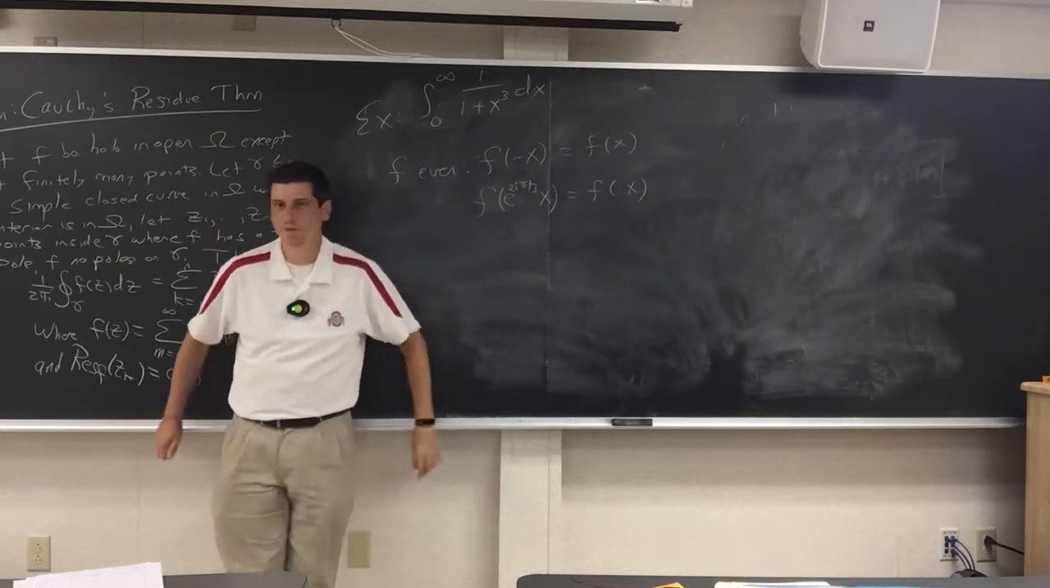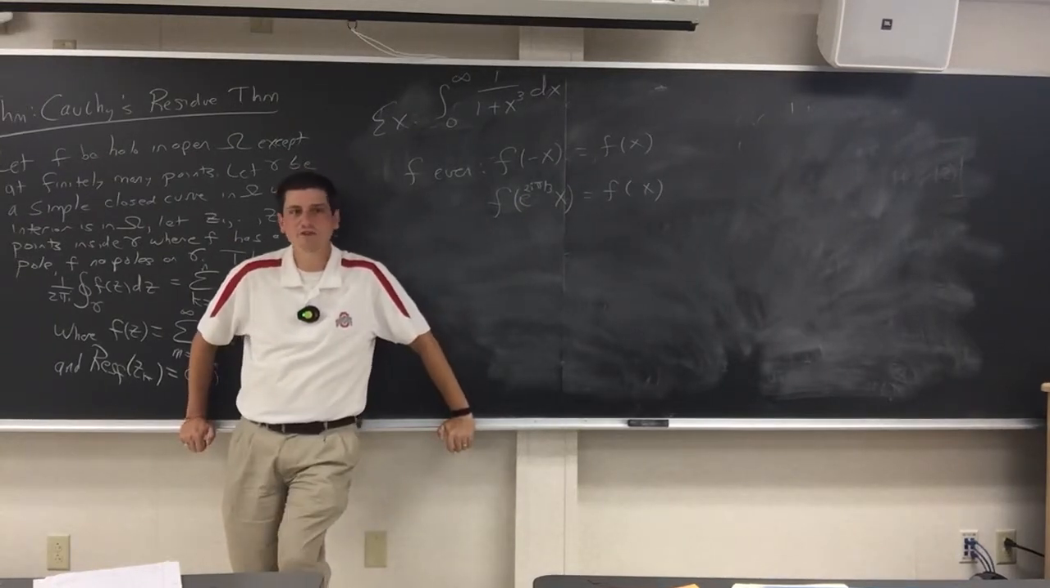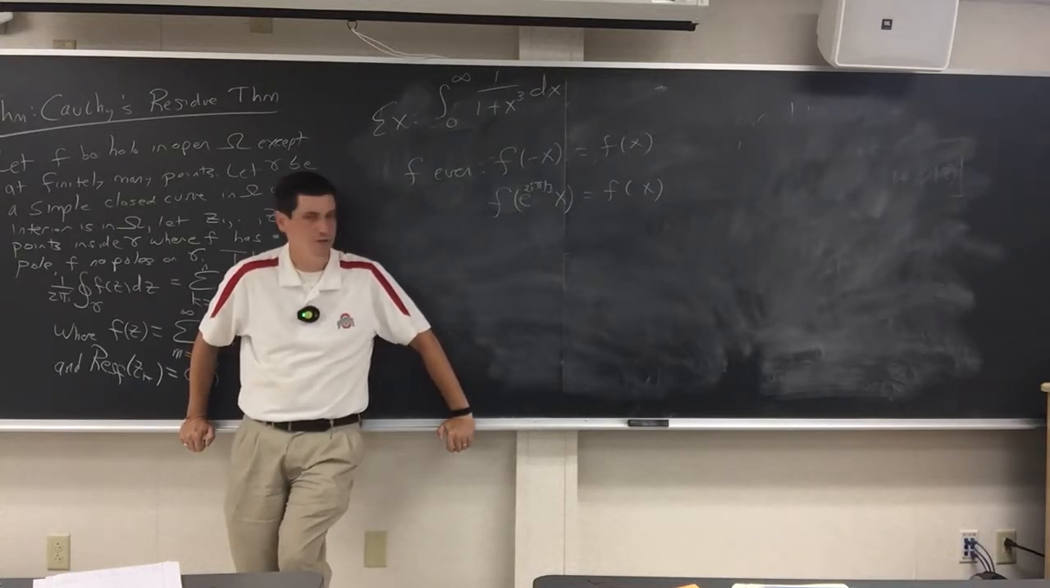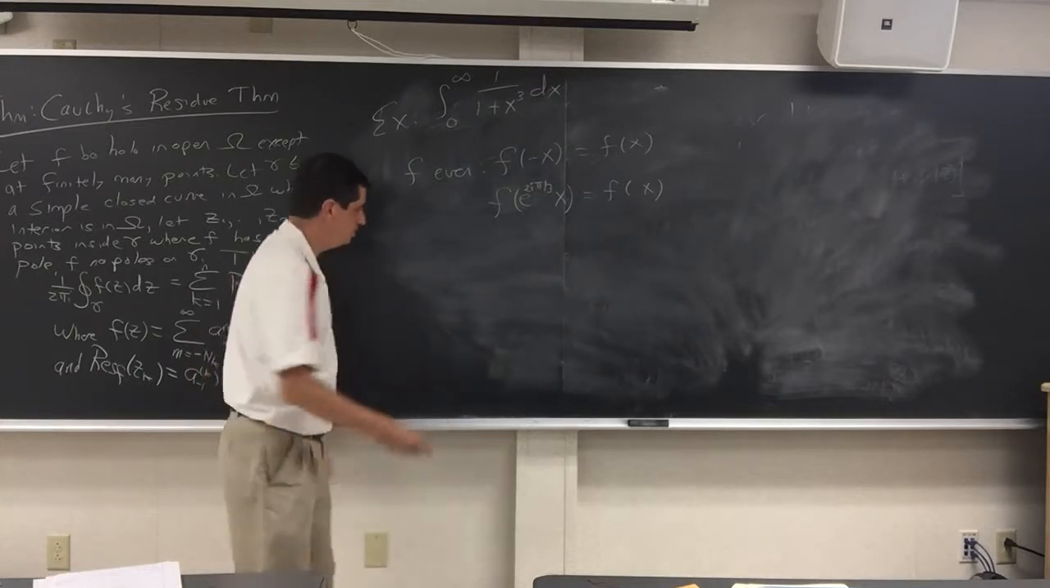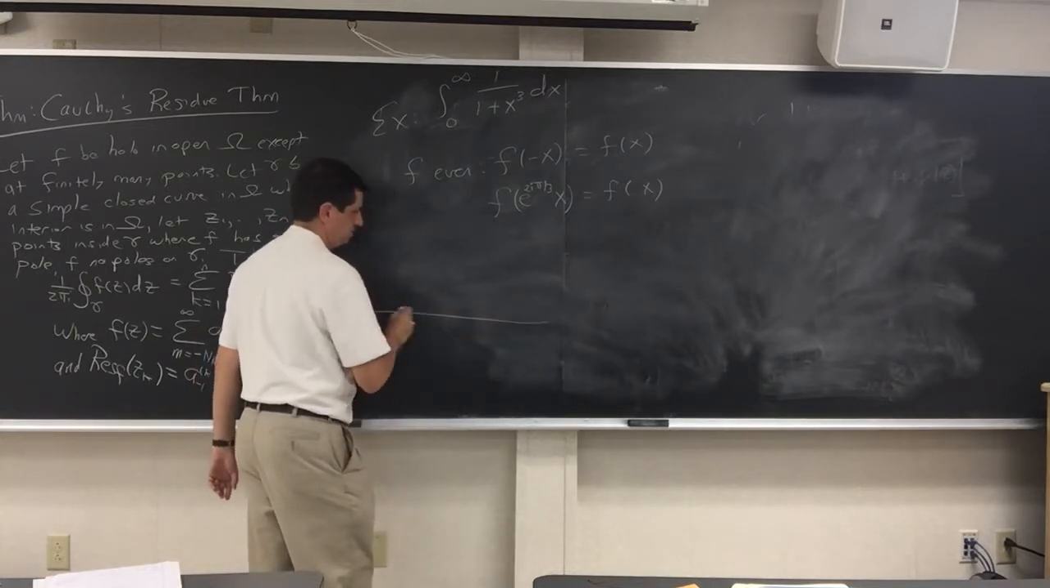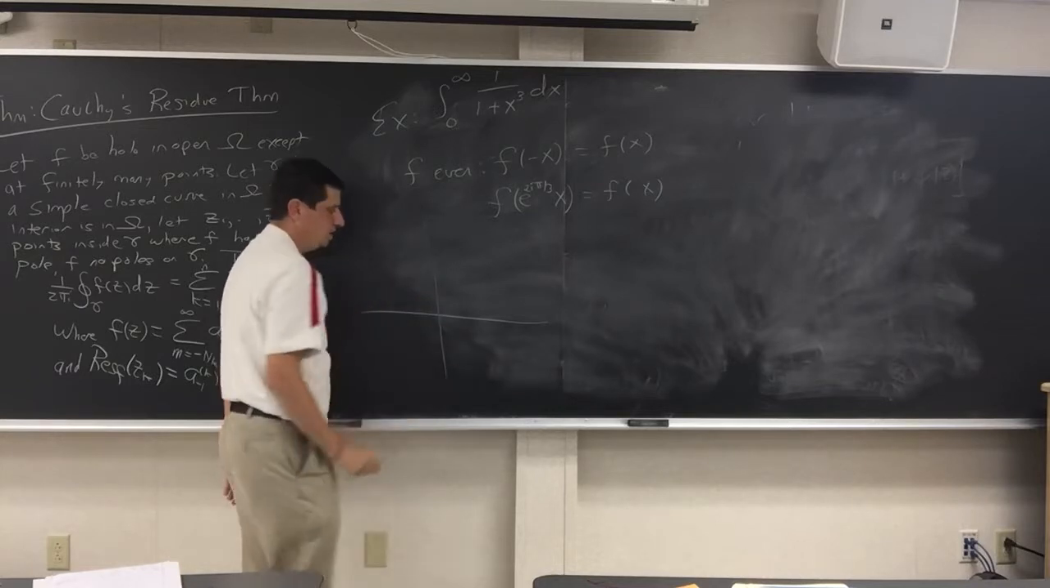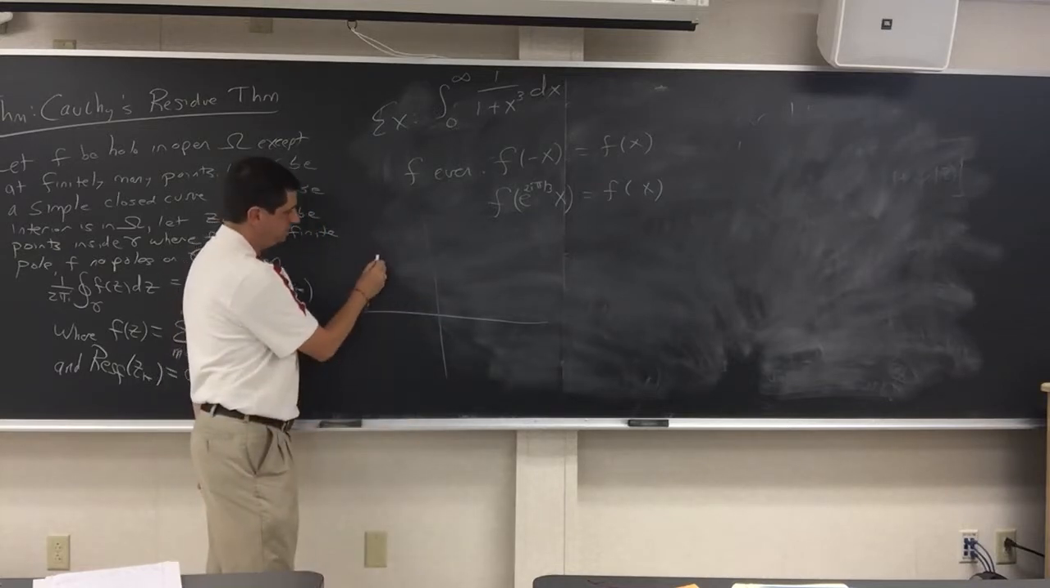This is the non-trivial one. So this is not a function that's even, it's not a function that's odd, but it has a really nice symmetry with respect to e to the 2 pi i over 3. So if I were to draw a picture, e to the 2 pi i over 3 would be something like that.